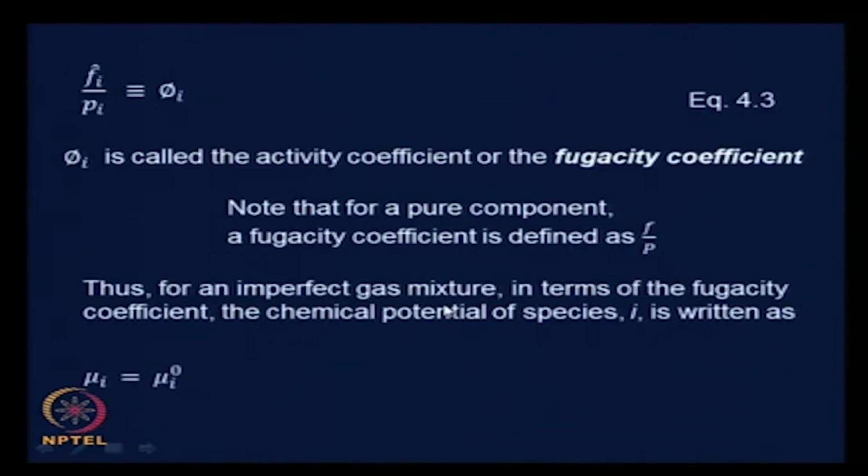For an imperfect gas mixture, in terms of fugacity coefficient, we could write mu_i equals mu_i naught plus RT ln phi_i P_i, which was mu_i naught plus RT ln phi_i P y_i.